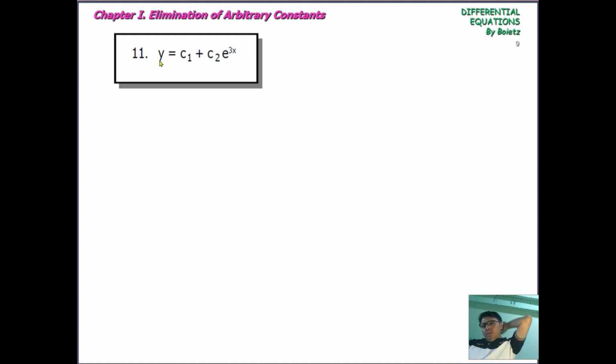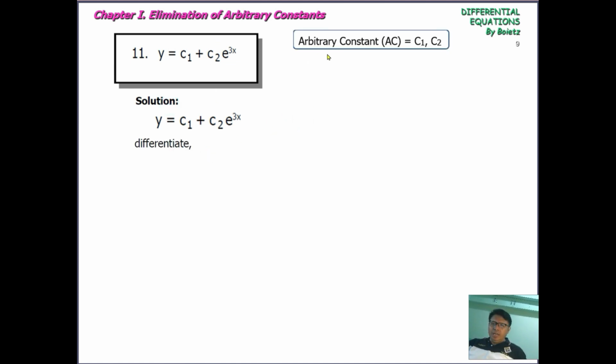Y is equal to C1 plus C2 e to the 3x. So, copy the word solution, copy the problem, then we will differentiate, obviously. Then our arbitrary constants here are C1 and C2. Then we will differentiate the exponential. The derivative of e to the u is equal to e to the u du. Right? Easy.